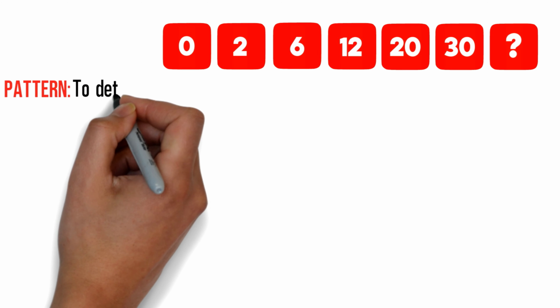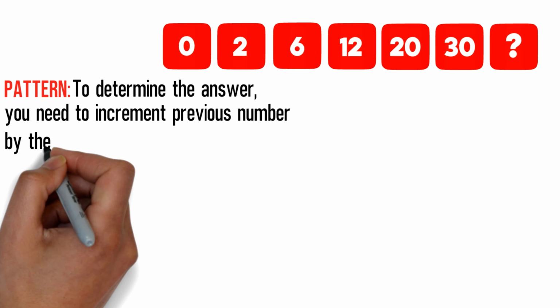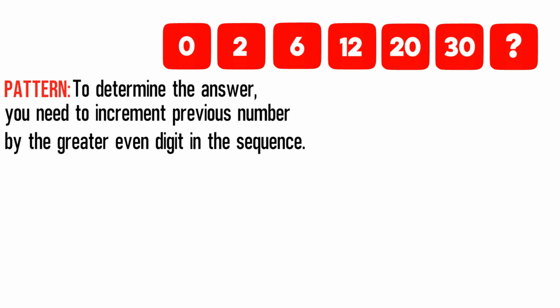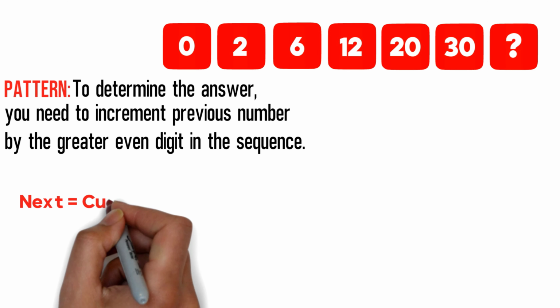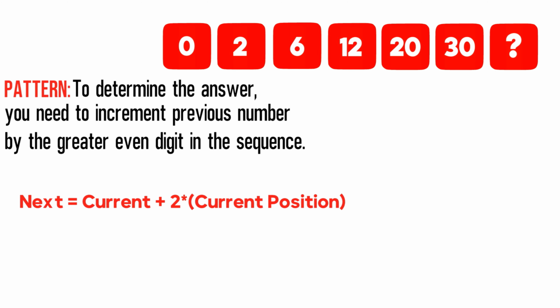To determine the answer in this particular case, you need to increment the previous number by the next even number in the sequence. You can even come up with a formula. In our case, the formula to determine the next number would be current number plus 2 multiplied by current position. Let's see how it works.